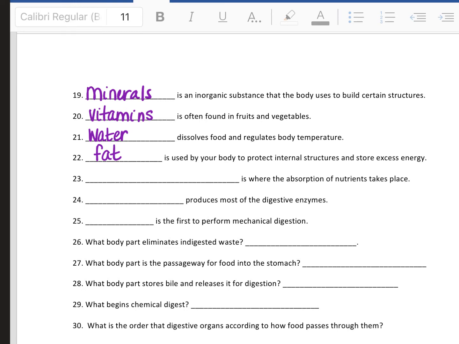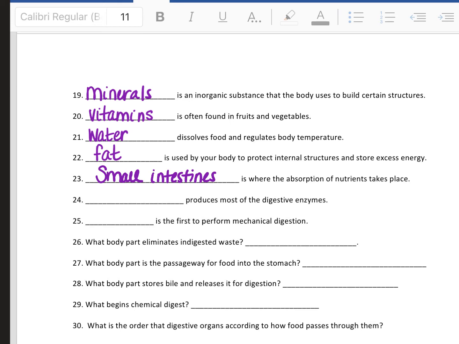The last one we talked about is where the vitamins and minerals are absorbed, in the large intestines. The small intestines absorb nutrients. Small intestines. Remember, there's a difference there, okay?